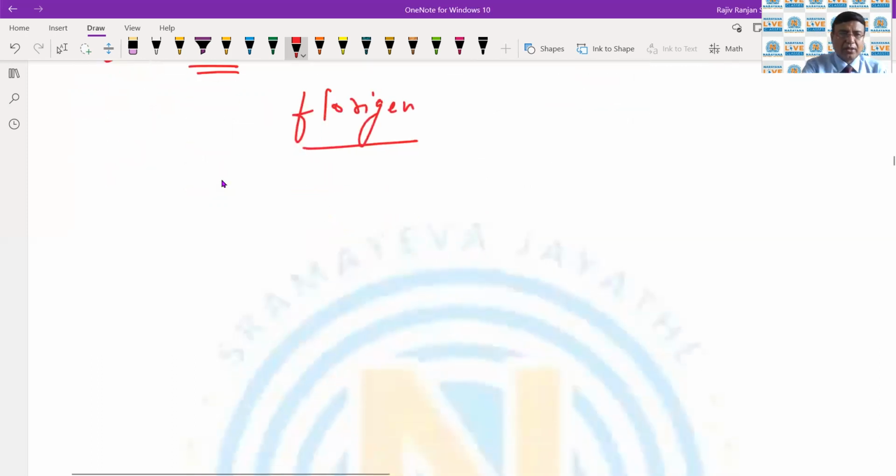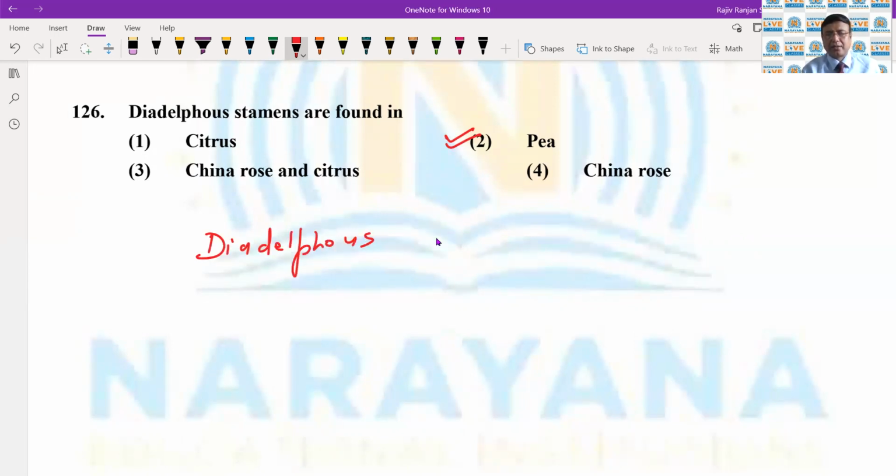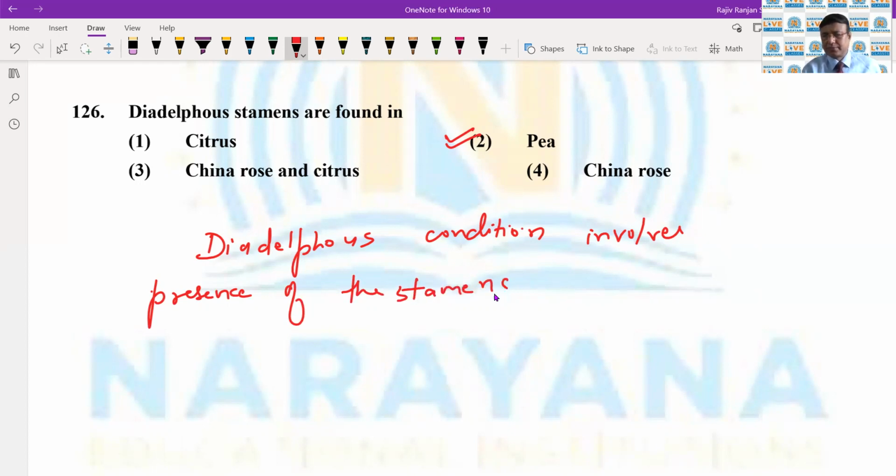Let's now see question number 126. Diadelphous stamens are found in 1, citrus, 2, pea, 3, China rose and citrus, and 4, China rose. So the correct option is 2, pea. Actually, the diadelphous condition is one in which the stamens are present in two groups. So the diadelphous condition involves the presence of the stamens in two groups.